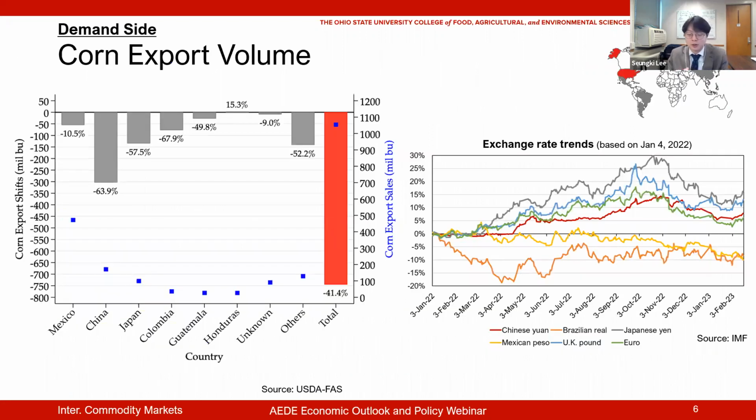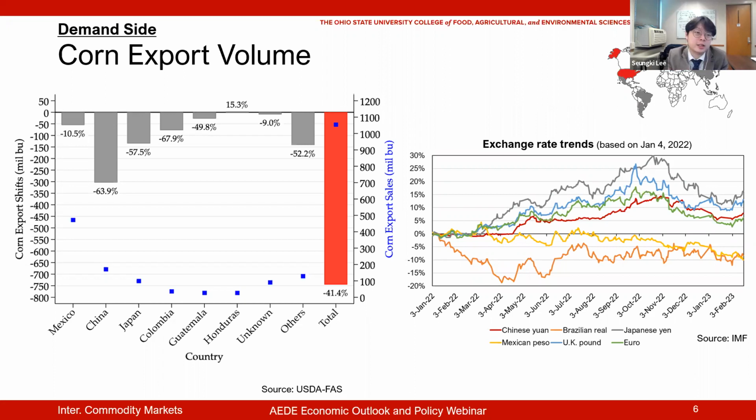Let's move on and talk about the actual data. The left figure is showing the corn export volume of our top 6 US corn buyers. Mexico is the top, China is number 2, Japan 3, and Honduras is top 6. Unknown is the multinational companies' purchases, which usually do not designate the final destination, so it is shown as unknown, and others are just indicating the rest of the world.